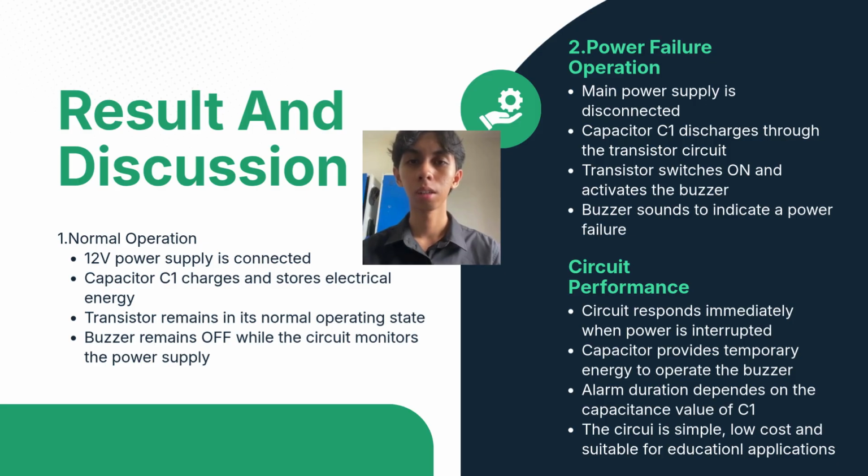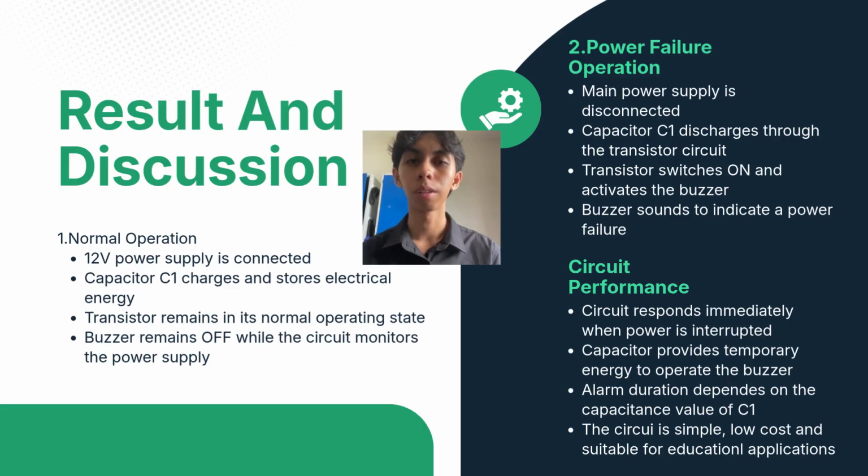These slides show the result of our power failure alarm circuit. During normal operation, the 12-volt power supply is connected and capacitor C1 charges while storing electrical energy. The transistor remains in its normal state, so the buzzer stays off.